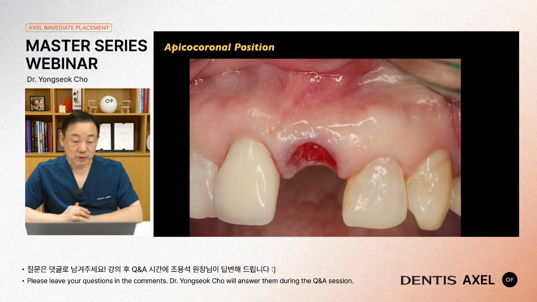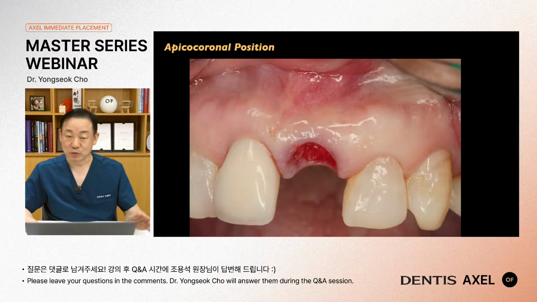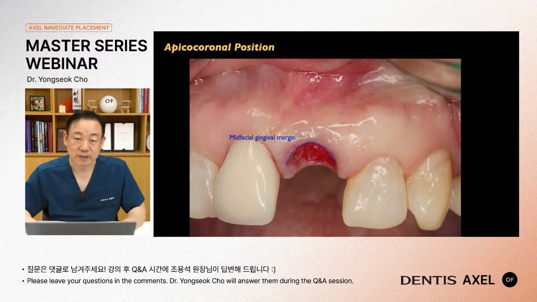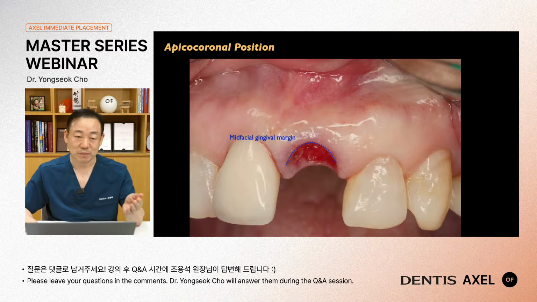Look at the apicocoronal position of implant. It means how deep implant should be placed. The reference line is mid-facial gingival margin. From this reference line, how deep implant should be placed.